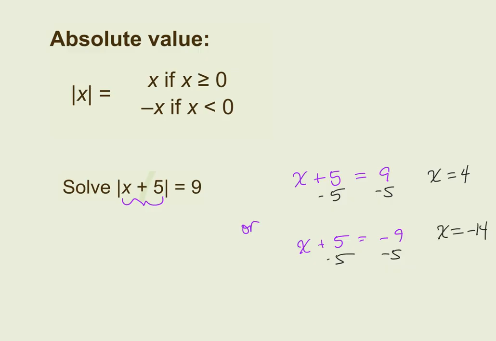And so X is going to have two answers here. X is going to be 4 or -14, because when you plug either of those in, you get a number that is 9 units away from the origin. If you were to plug it back in, you would see that 4 plus 5, yep, that is 9 units away. And then -14 plus 5 is also 9 units away from the origin.